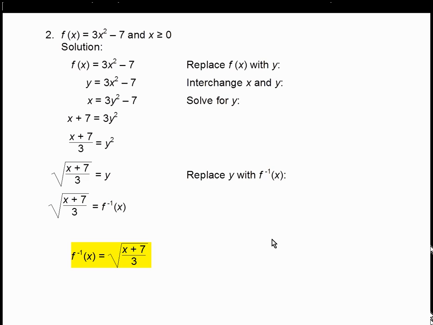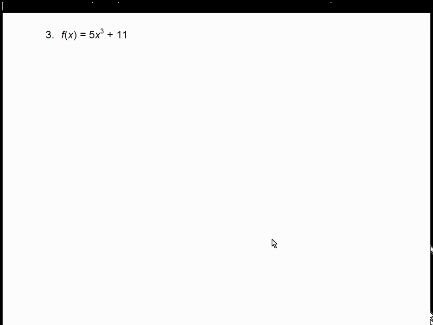Number 3. I have f of x equals 5x cubed plus 11. Okay, we go through the same process. Again, we're starting with f of x equals 5x cubed plus 11. Remember, replace f of x with y. So y equals 5x cubed plus 11. We then interchange x and y, have x equals 5y cubed plus 11. We want to solve this equation for y. Again, y is on the right, so I'm going to keep it there. So first, let's subtract 11 from both sides.